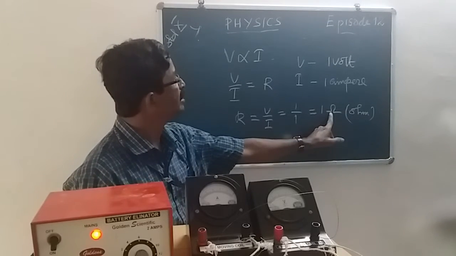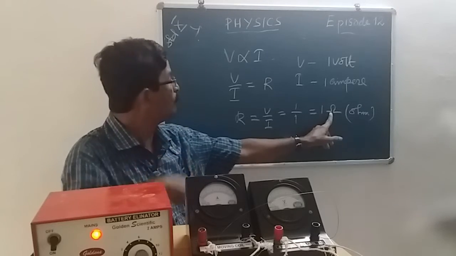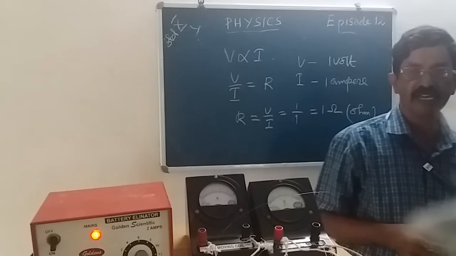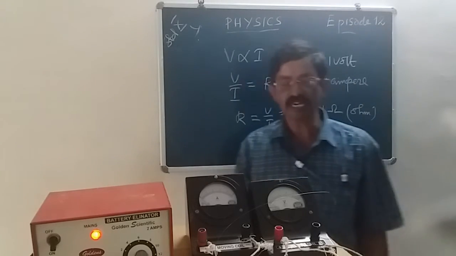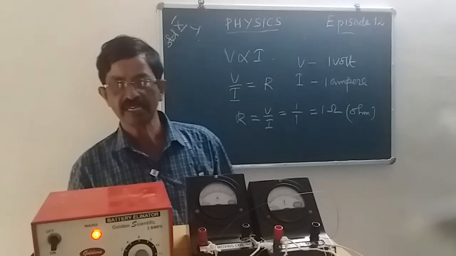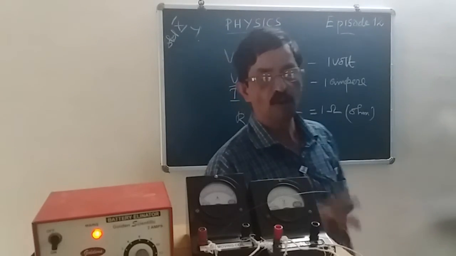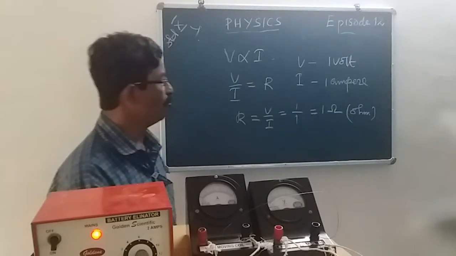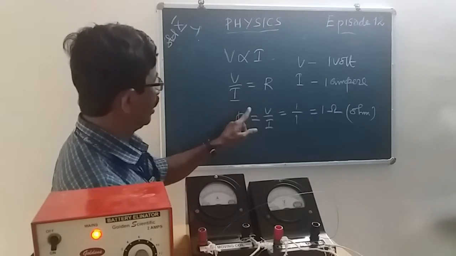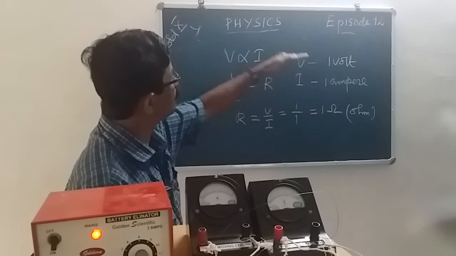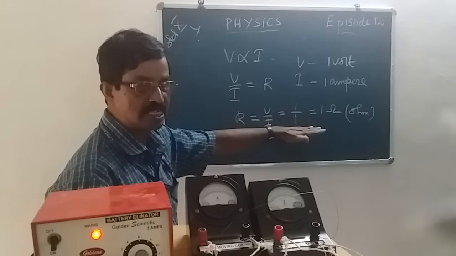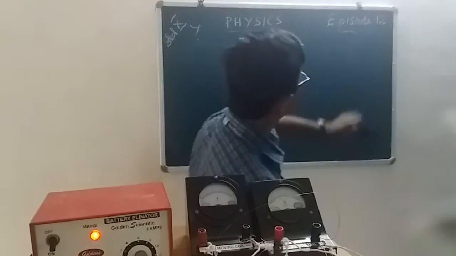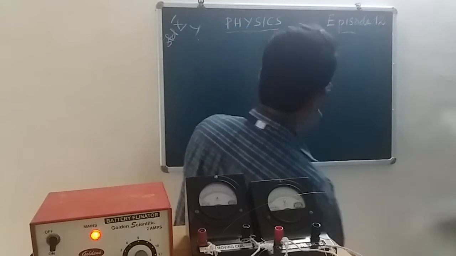This letter is used to represent ohm. And how can we define 1 ohm? If the current through a conductor is 1 ampere under the applied voltage of 1 volt, then the resistance of that conductor is 1 ohm. Okay. Now we have an idea about the unit of resistance. Now we want to find out how the resistance of a conductor depends.